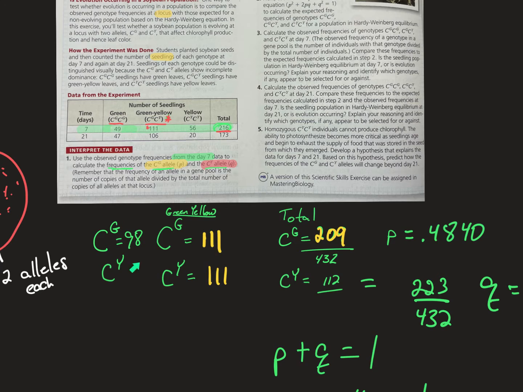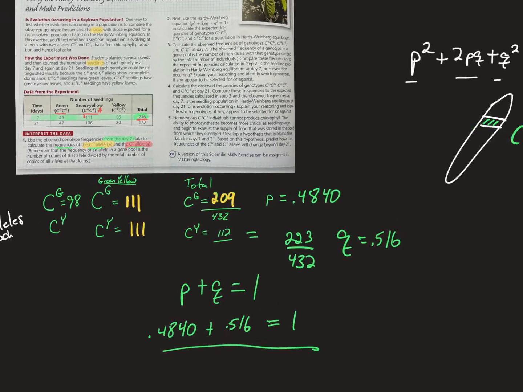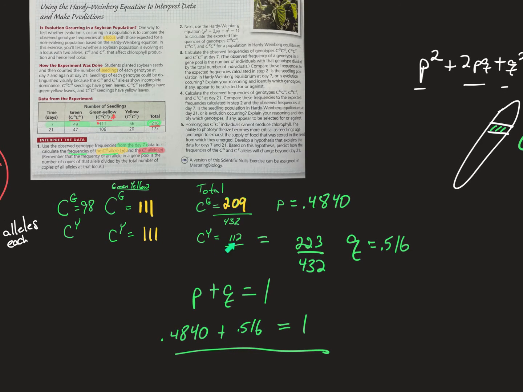So you have a total of all the CGs in all 3 of these populations, 209. The CY total is that 112 plus 111. There's no CYs in the green, right? So altogether you have 223 CY alleles. You have a total of 209 CG alleles. So 209 divided by 432. Why 432?